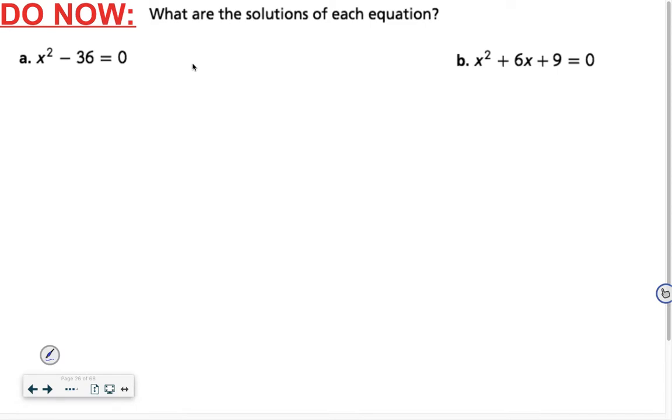Ladies and gentlemen, we are going to learn a new topic today. Before we start the new topic, there is a do now question. What are the solutions of each equation?